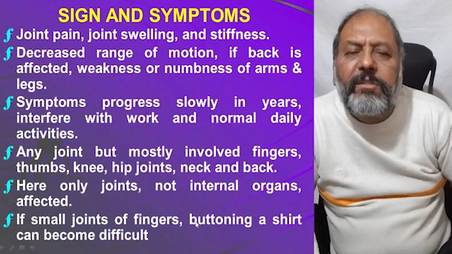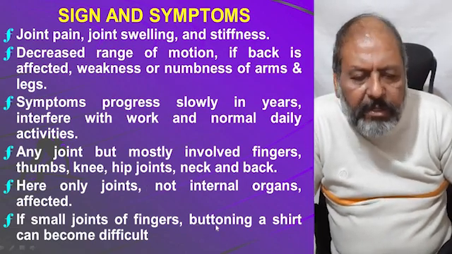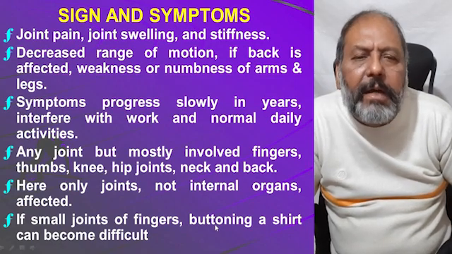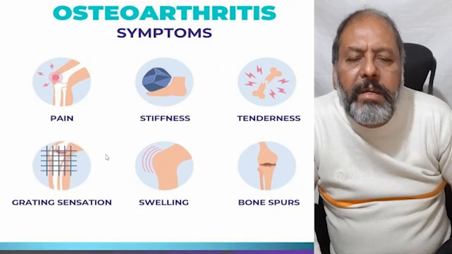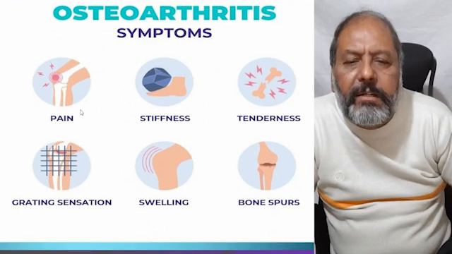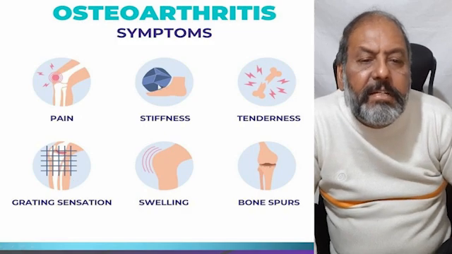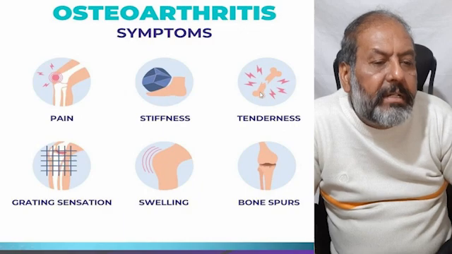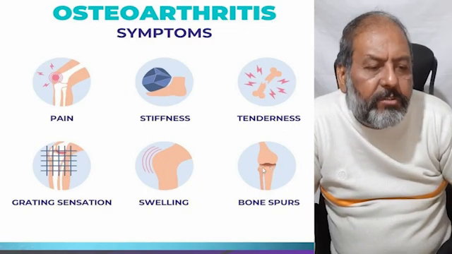Here only joints, not the internal organs, are affected, as one does see in case of rheumatoid arthritis. If the small joints of the fingers are affected, buttoning a shirt can become difficult and the patient will complain of this, and that will help in the diagnosis. So here are the symptoms of osteoarthritis. There is pain, grating sensation, stiffness, swelling of the joint, tenderness, and bone spurs.